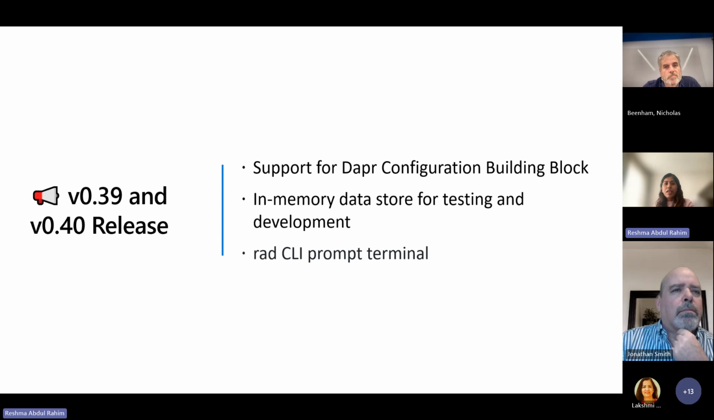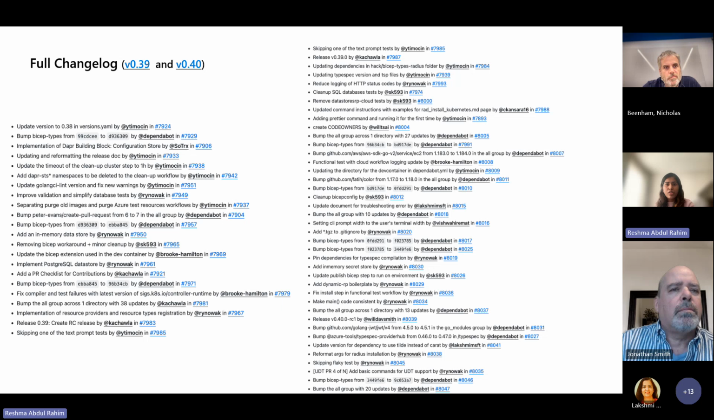And then we have resolved a usability issue where the rad CLI prompt was getting truncated if the user's terminal window was small. So the rad CLI prompt now line wraps to match the size of the user's terminal window. And then there are a bunch of other testing and other fixes that went into the .39 and .40 release. So here's the full change log of both these releases. Thanks to everyone who contributed to this release.